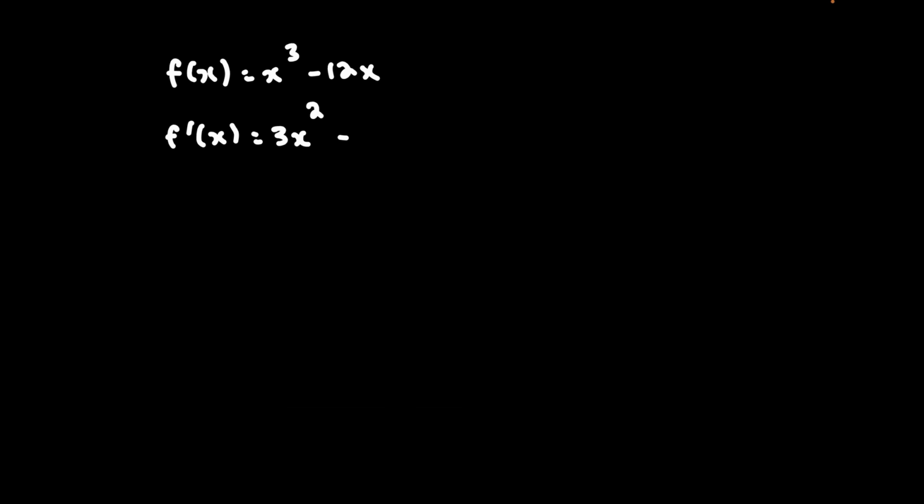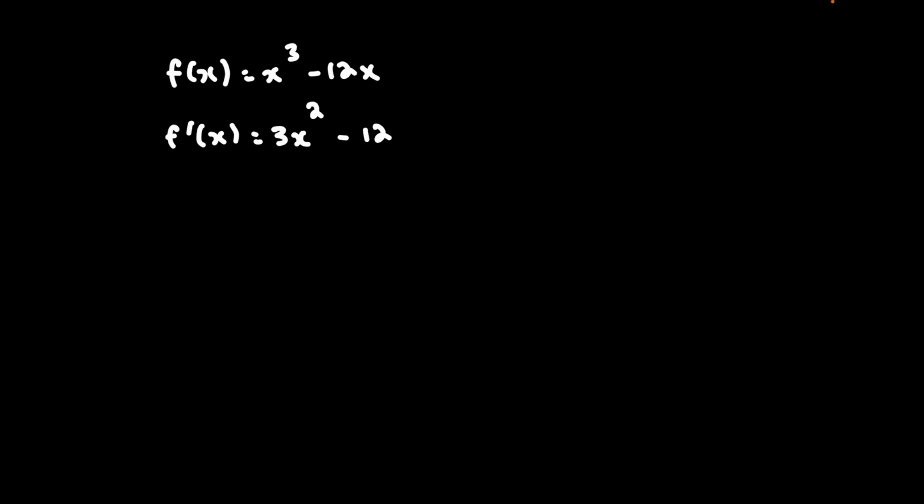The first one we're going to start off with is f of x equals x cubed take 12x. And the question I have is, what are the coordinates for the stationary points for this function here? Where are the stationary points and where do they occur? First thing I would have to do is differentiate this function. So f dash x is equal to 3x squared minus 12. And we now have the derivative.